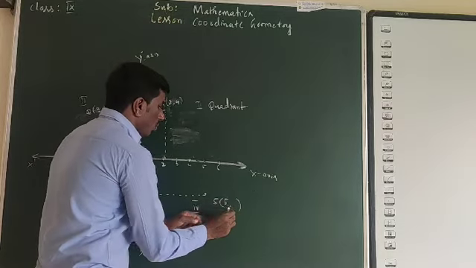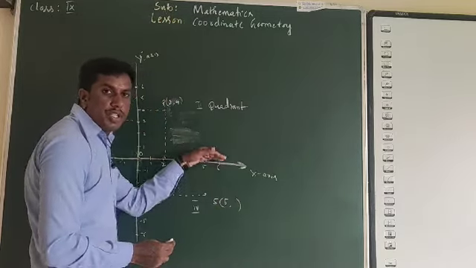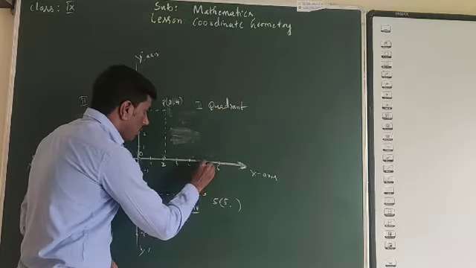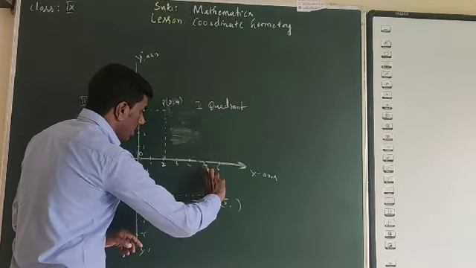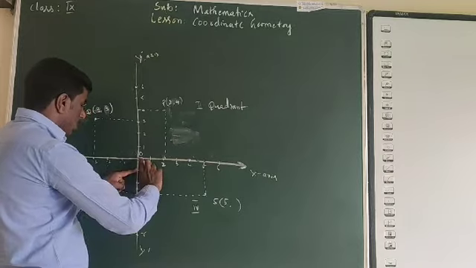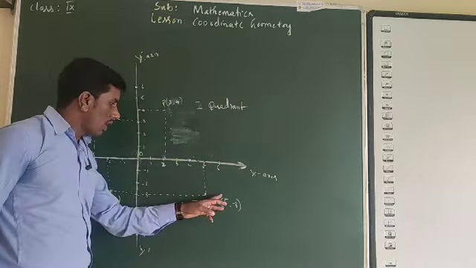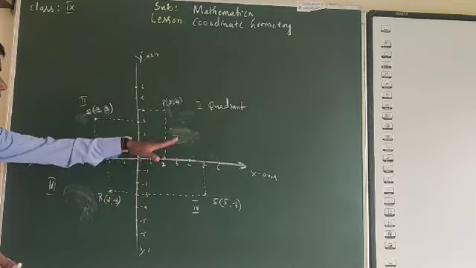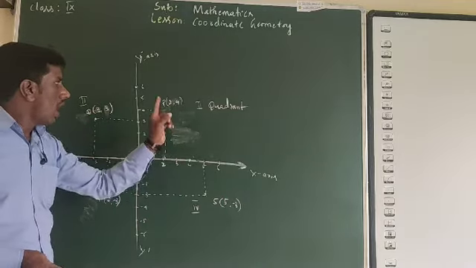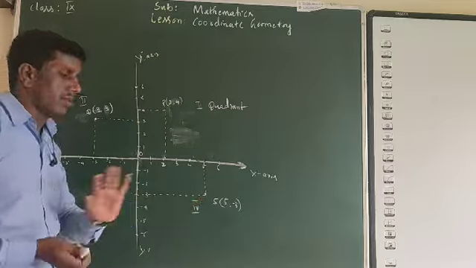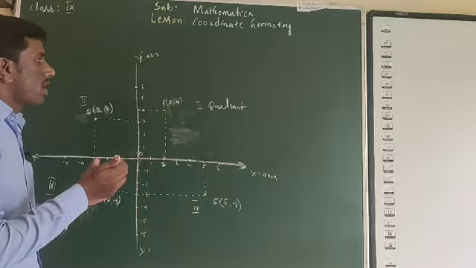So next, y, the ordinate, is the perpendicular distance from the x-axis. We will join from the x-axis and find out the length. So minus 1, minus 2, minus 3. So minus 3. So 5, minus 1. Now, I have located 4 points in all the 4 quadrants. We will observe the sign of each.